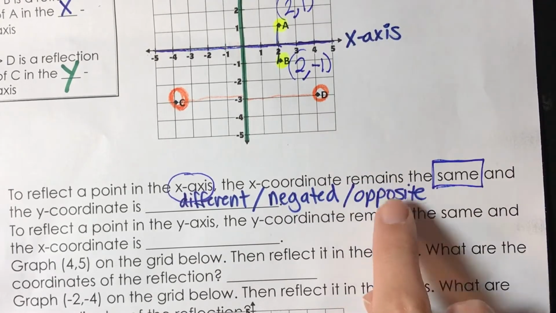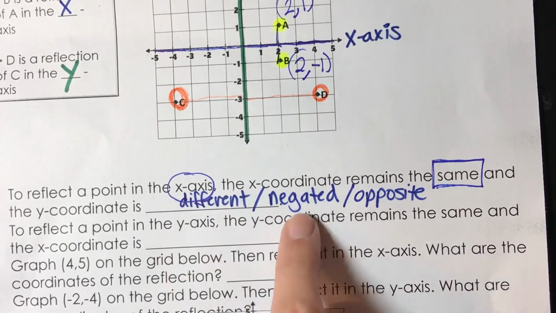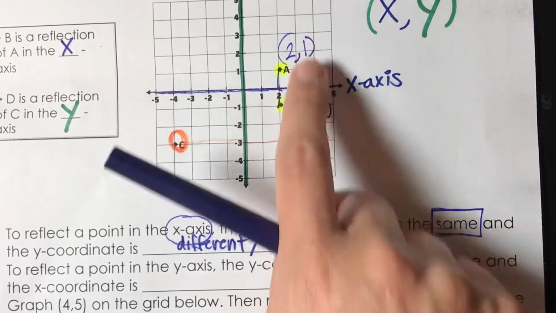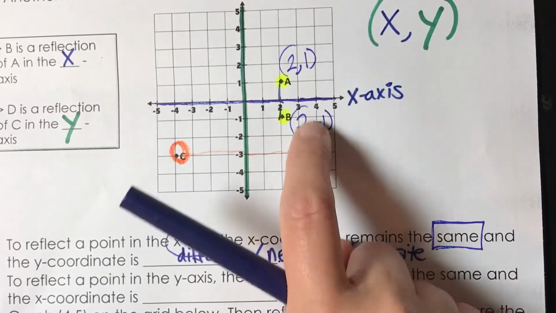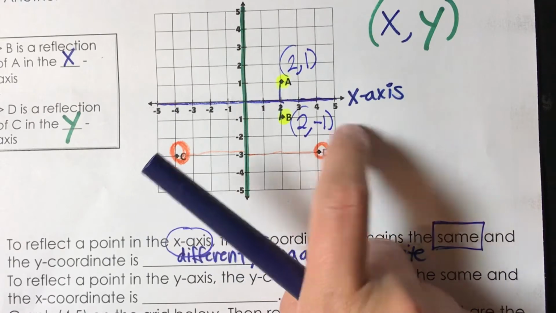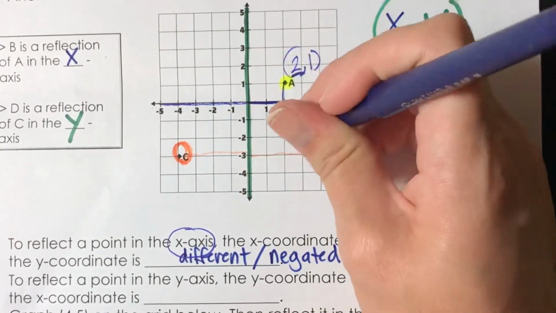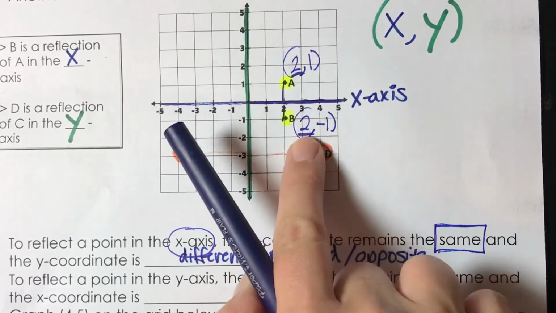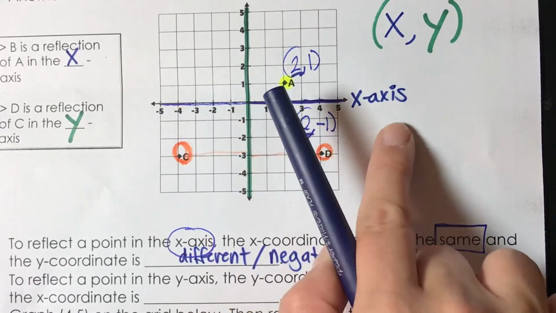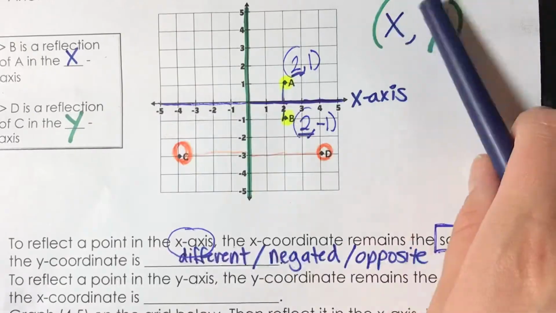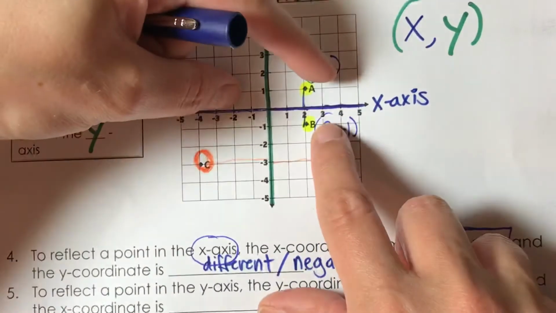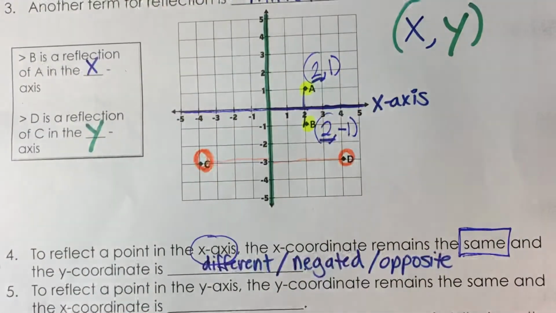We're familiar with this term. These are all talking about the same thing. What's different between these two? This positive one and this negative one. Those have to be different because the x-axis, that's where the reflection's coming from, the x's are the same. 2 and 2. The x's are the same. That means that's where the reflection is coming from, the x-axis.